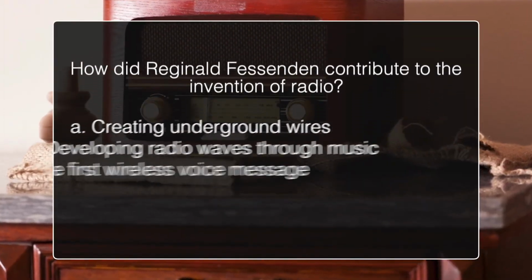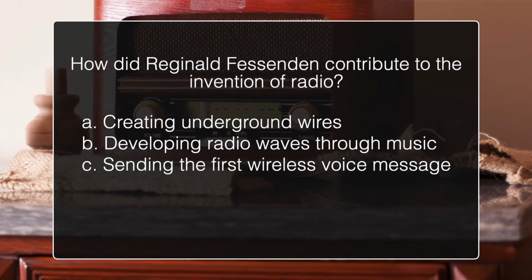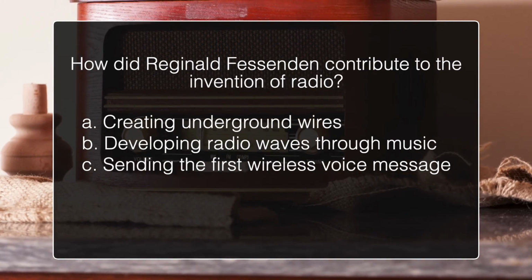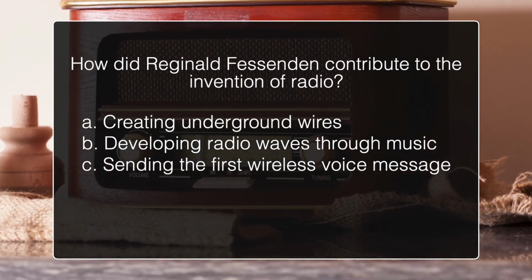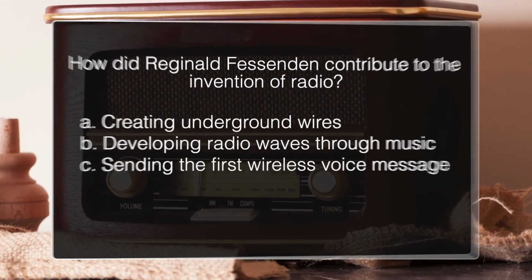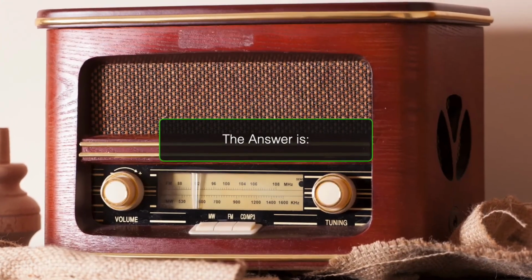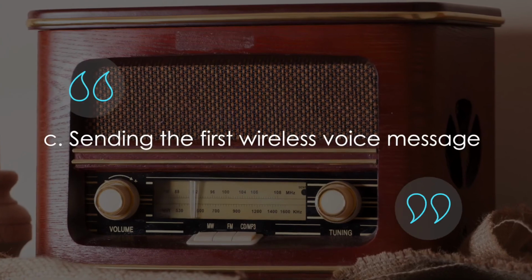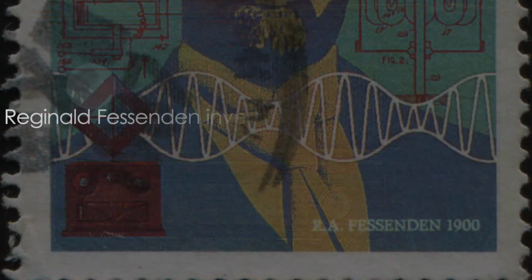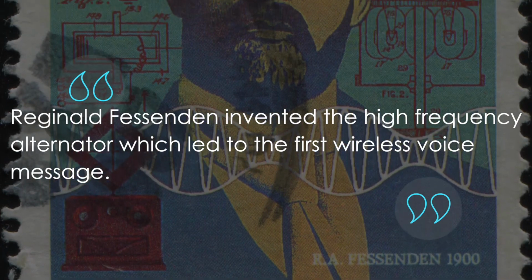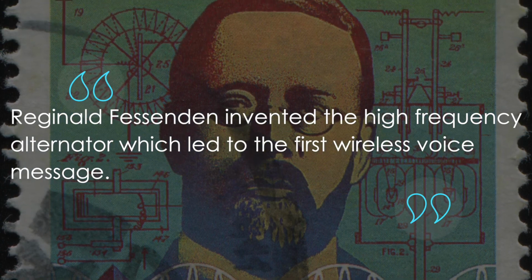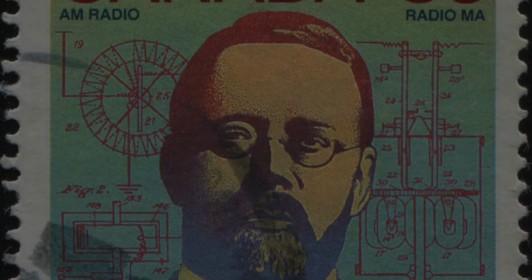How did Reginald Fessenden contribute to the invention of radio? Creating underground wires, developing radio waves through music, sending the first wireless voice message? The answer is sending the first wireless voice message. Reginald Fessenden invented the high-frequency alternator, which led to the first wireless voice message.